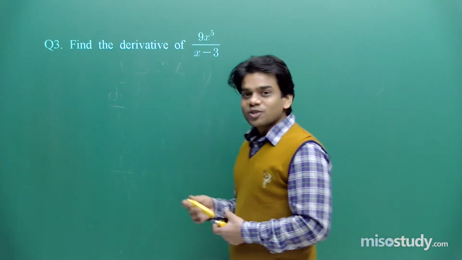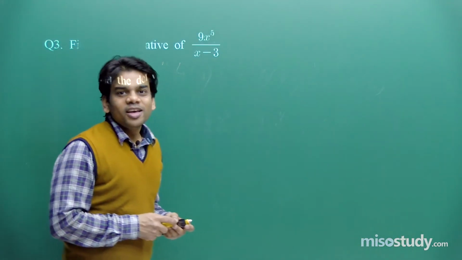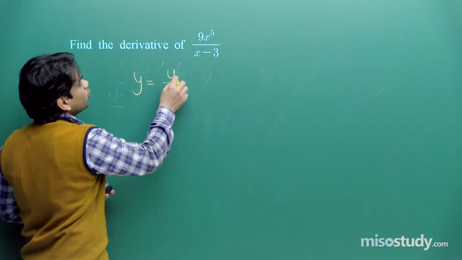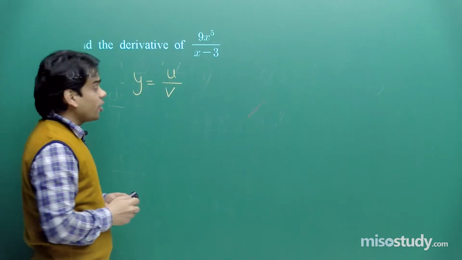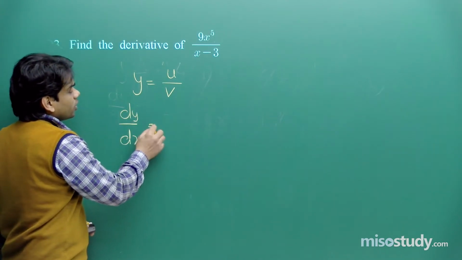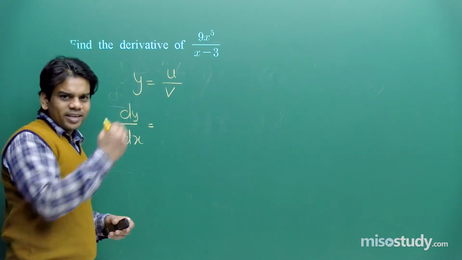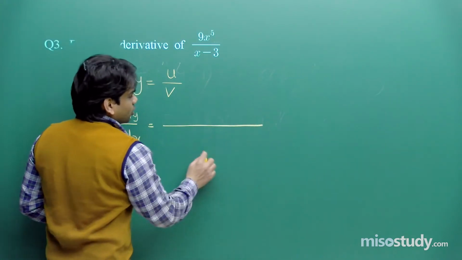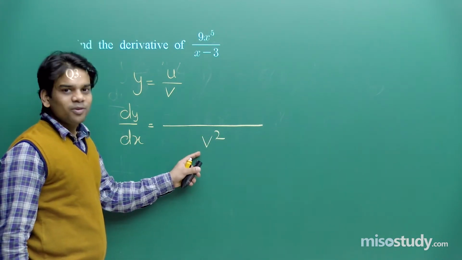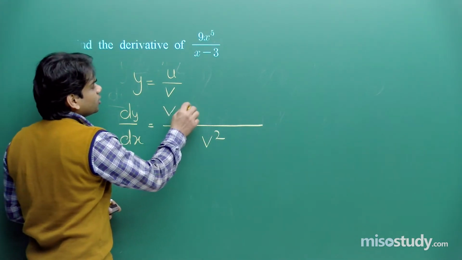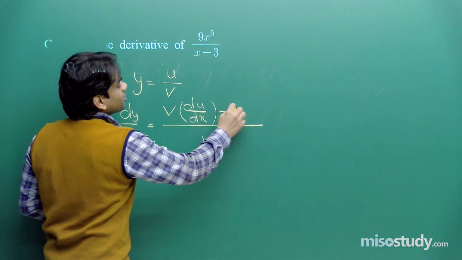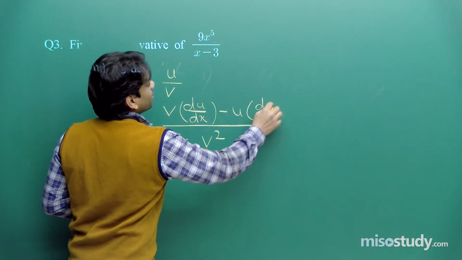Now before starting the solution, let me give the formula. If y equals u by v, two functions in division, and you have to differentiate dy by dx, the formula used will be: draw a division line, divide by v square, then v into du by dx minus u into dv by dx.